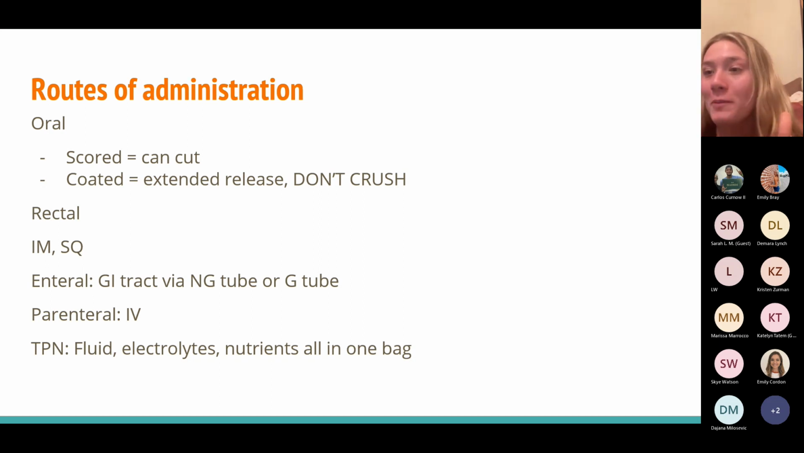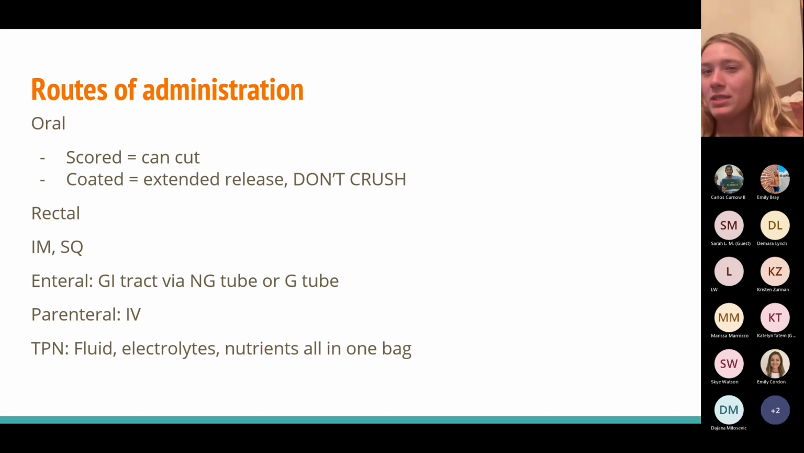Okay, so we need to call pharmacy and say, hi, I either need a scored pill or I need 250 milligrams in this extended release tablet. Do not crush your extended release. If you have a patient with swallow difficulty, sometimes you crush up their meds and put them in applesauce. You can't do that with coated pills. So you might have to, again, call pharmacy and advocate: my patient has dysphagia, can you give us an oral medication? So just really keep that in mind. Lots of other different routes as well.